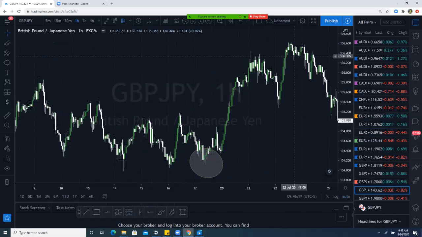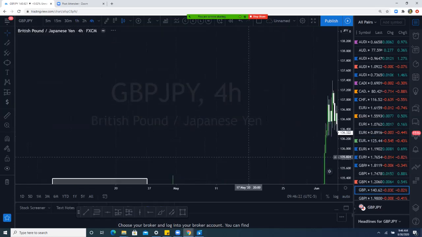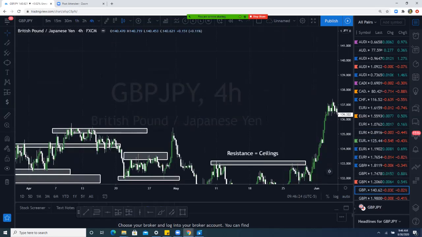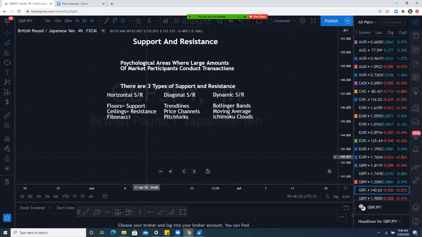The other one is going to be dynamic support and resistance. So dynamic support resistance are support resistance that contract and expand with the movement of price. They're not stagnant lines like horizontal and diagonal support resistance. They're moving. They're almost like living support resistance because they constantly react to how price moves.